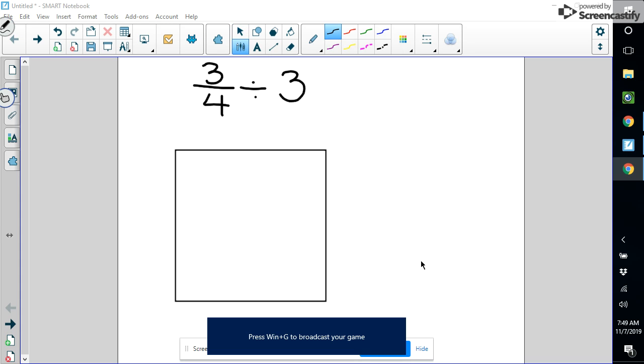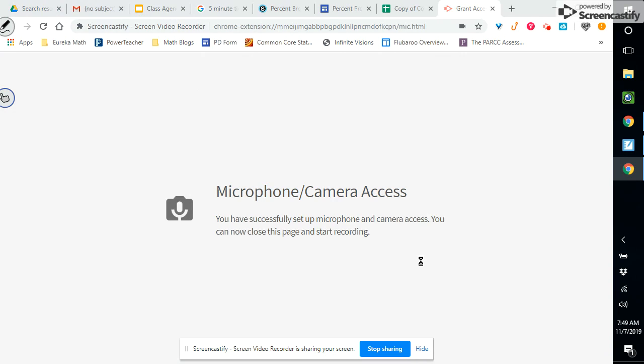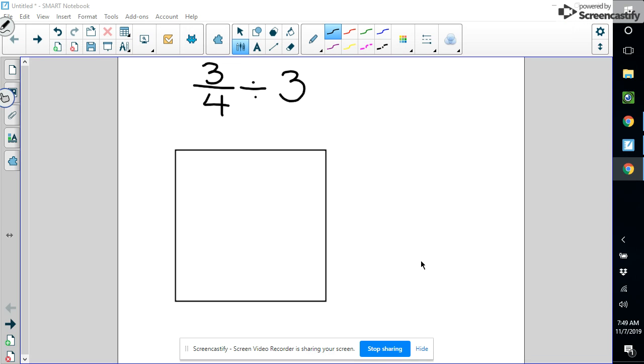Today we're going to talk about how to divide fractions with a whole number. So if I have my problem 3/4 divided by 3, I really need to think about what dividing by 3 means. It means that I need to find 1/3 of something. So I could say that I have 1/3 of 3/4.